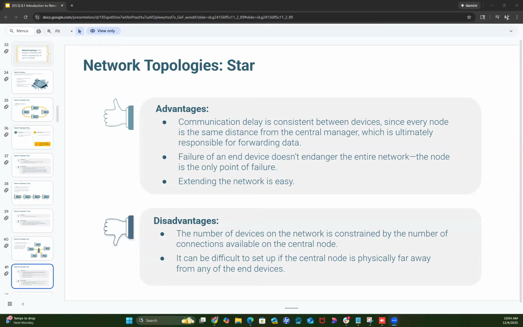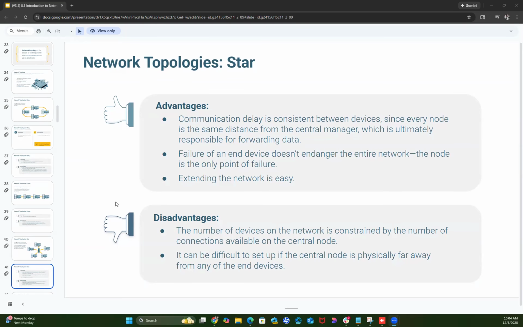What is the disadvantage? The number of devices on the network is constrained by the number of connections available on the central node. It can be difficult to set up if the central node is physically far away from any of the end devices.